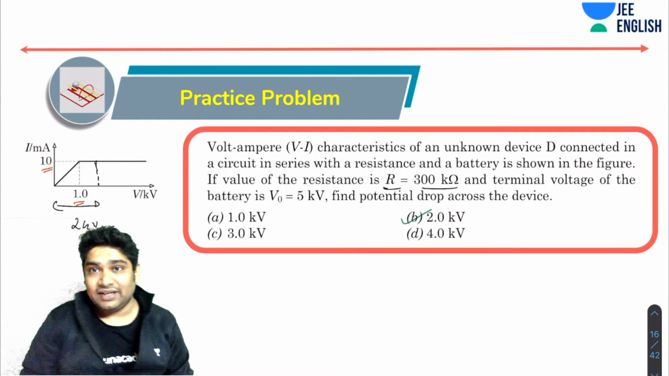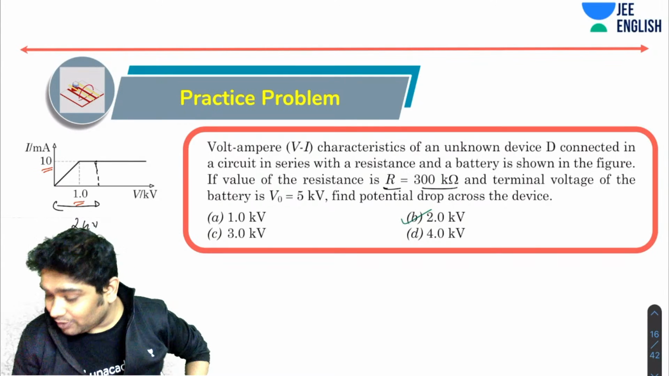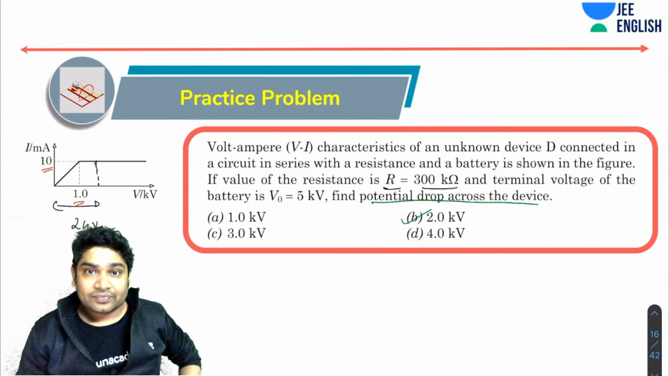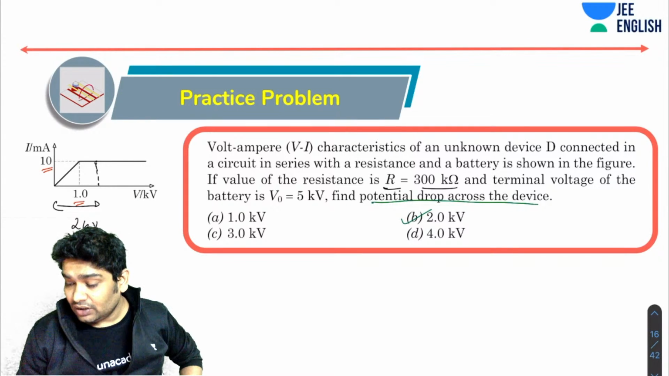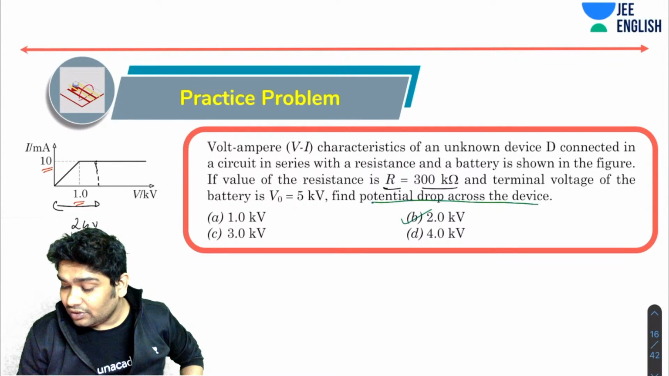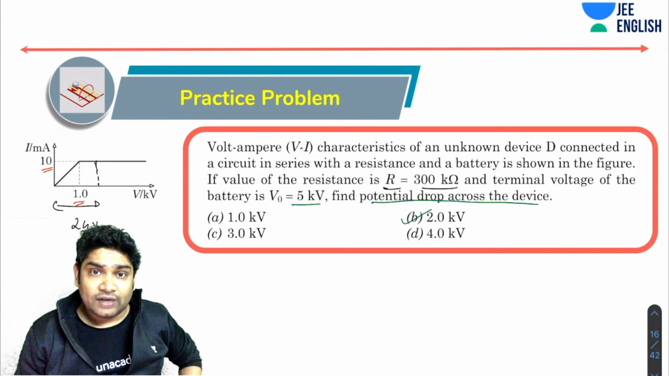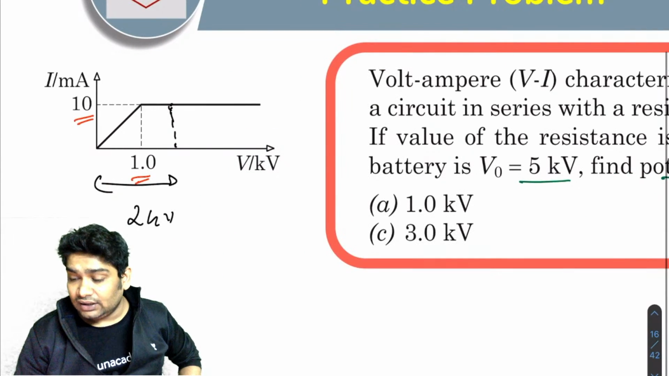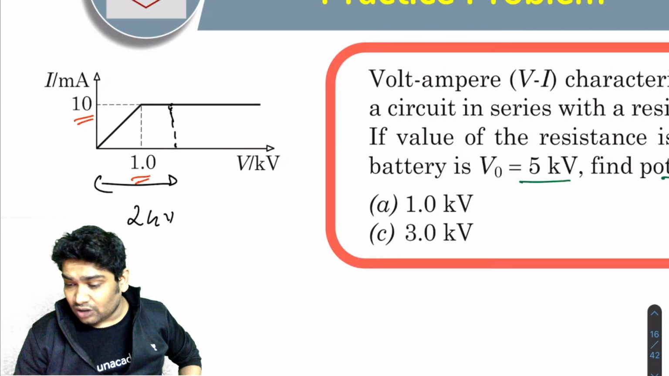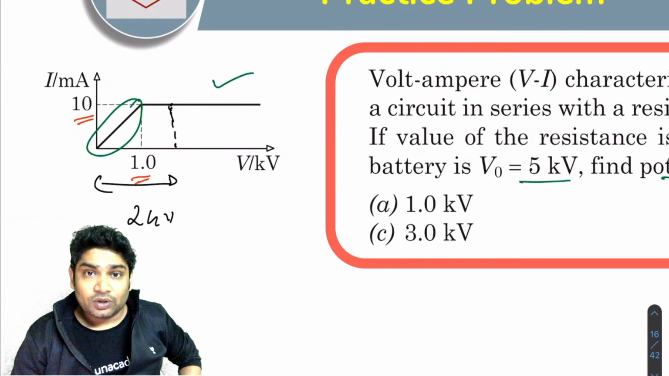Okay, so see, what have you been asked? Find the potential drop across the device. Potential drop across the device, not the resistance R. Now you have a total terminal voltage of 5 kilovolt available for you. So there are two possibilities. Either the potential drop across this is less than 1 kilovolt or it is greater than 2 kilovolt. Correct?